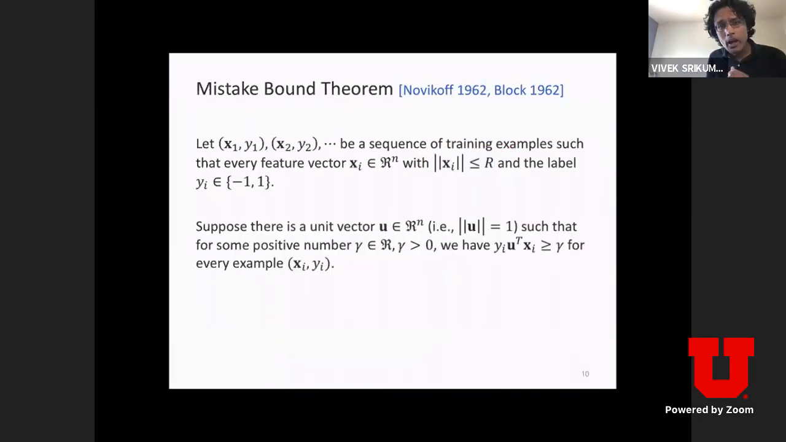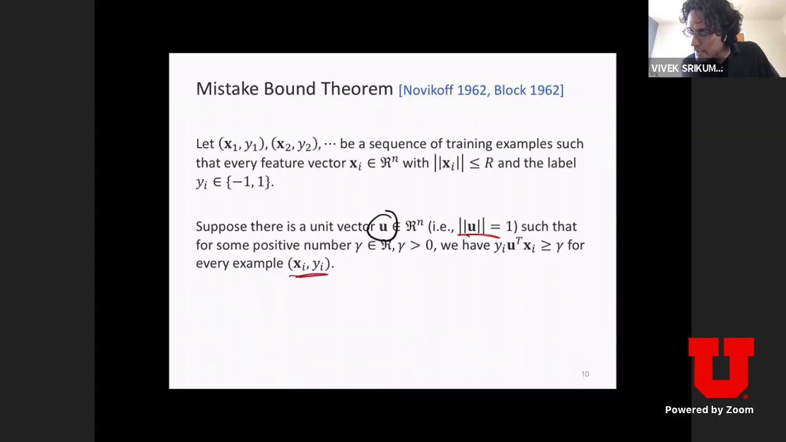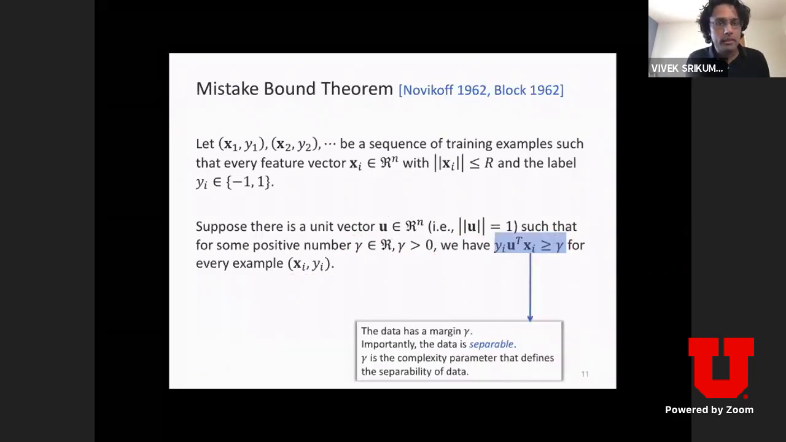Now, next, suppose you have a unit vector u. u is a unit n-dimensional vector. In other words, the length of u is 1, such that for every example in the data, there exists some gamma, which is positive, such that for every example, y times u transpose x is greater than gamma. That being greater than gamma means that the example is correctly classified according to this weight vector u. And not only is it correctly classified, the margin of the data is gamma. So for every example, this weight vector puts it on the correct side as per the label, not just the correct side, but at a distance of gamma away. So not only is the data separable, it has a margin of gamma.